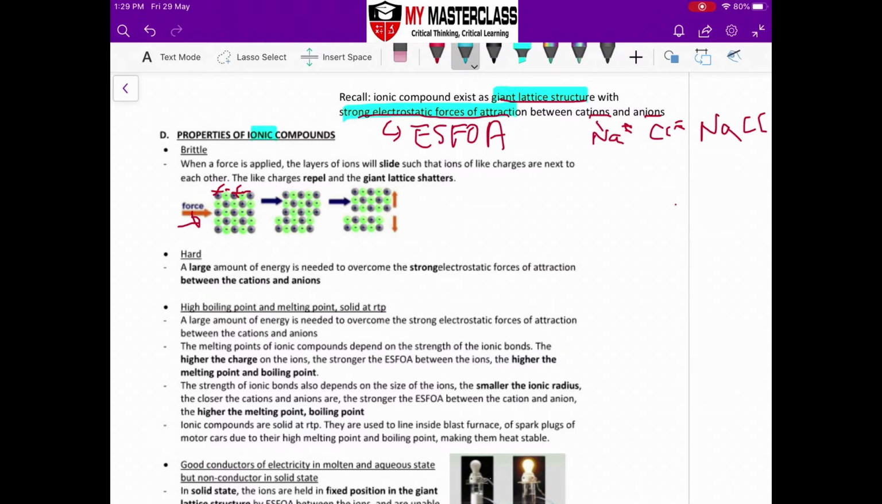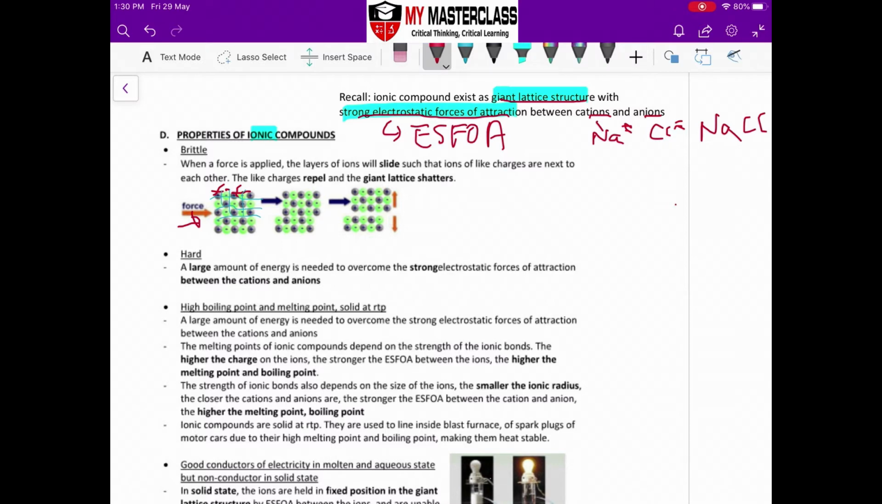So there's strong attraction between the cations and anions. Essentially, in the blue parts that I'm going to draw in this picture, there is strong attraction along the blue lines. This attraction holds the multiple ions in a three-dimensional structure called the giant lattice structure. All ionic compounds exist as giant ionic structures or giant lattice structures.